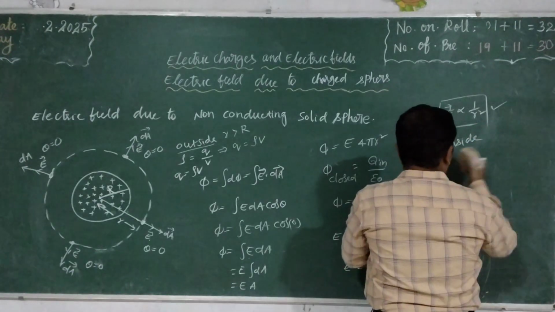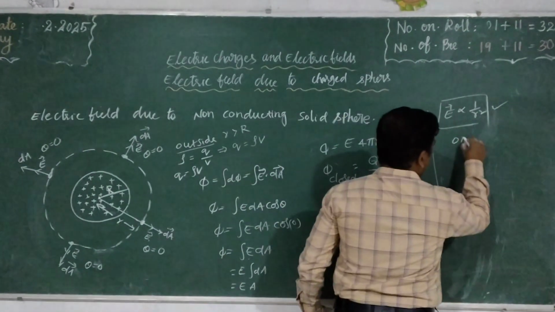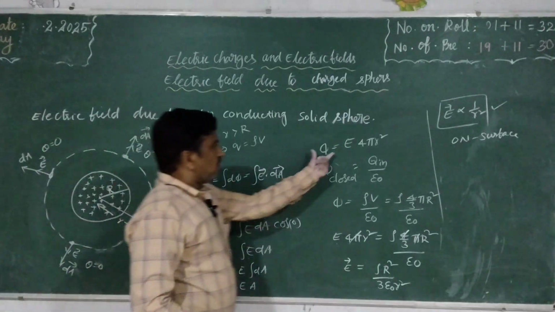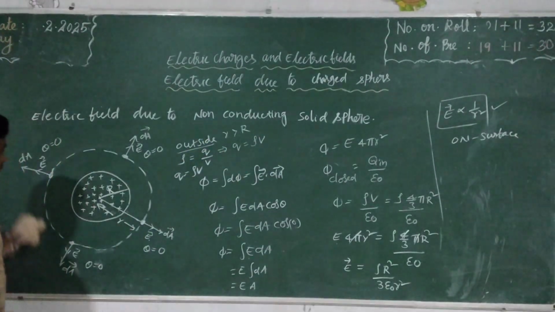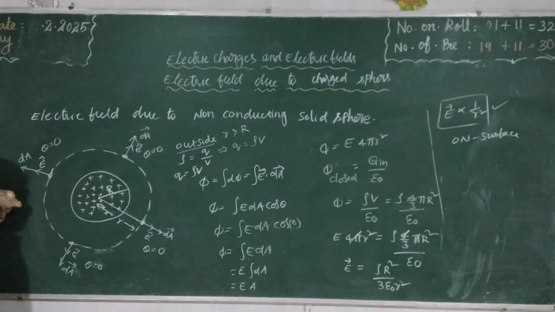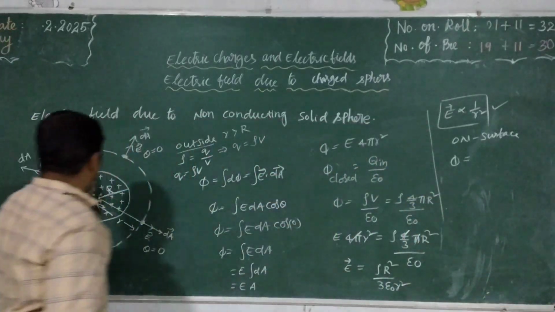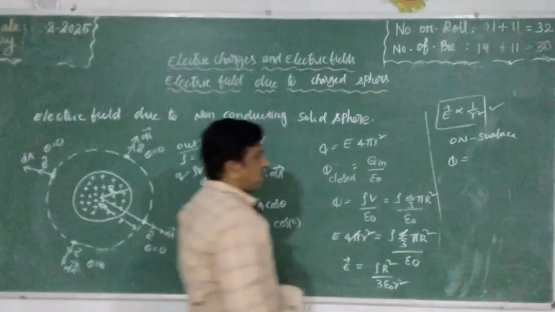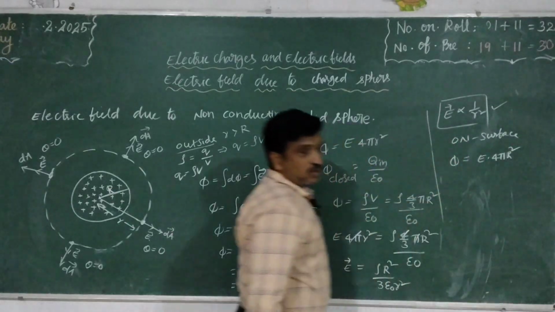First, on the surface we can write. See, on the surface, the electric field E into 4 pi r square is the flux. This surface flux is E into 4 pi capital R square. So the flux through this surface, on the surface, is E into 4 pi capital R square.